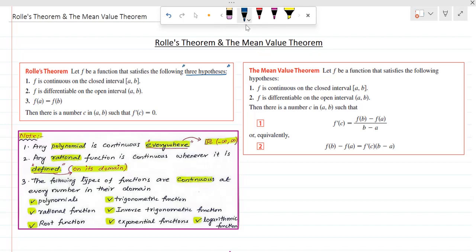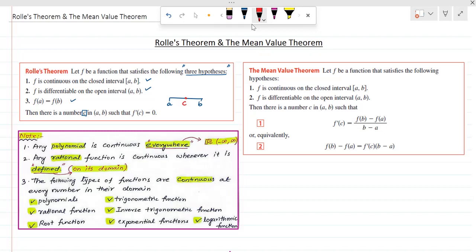f is continuous on the closed interval [a, b], and f is differentiable on the open interval (a, b). Then we will have f(a) equal to f(b). If these three conditions are satisfied, then there exists a number c such that it lies in between a and b. So c will be within a and b. This is what Rolle's theorem says.